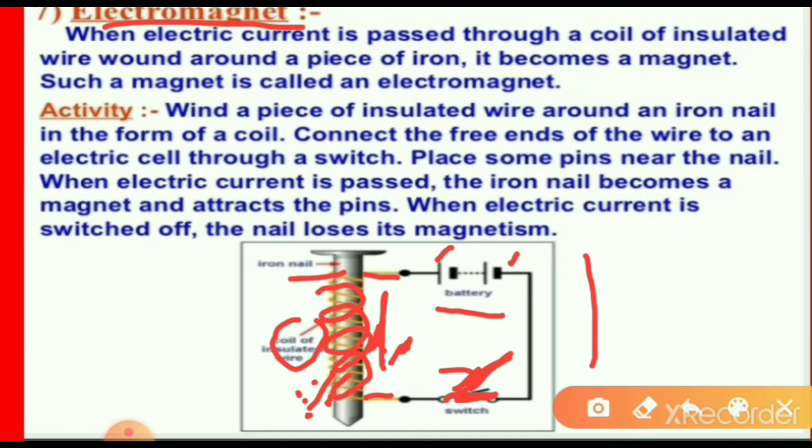I hope you have all understood this activity. I will repeat it once again. If the switch is on, the coil attracts the pins. If the switch is off, the coil does not attract the pins. When the switch is on, current flows through the coil and it behaves like a magnet. When the current is switched off, it does not pass through the coil, and the coil loses its magnetism.